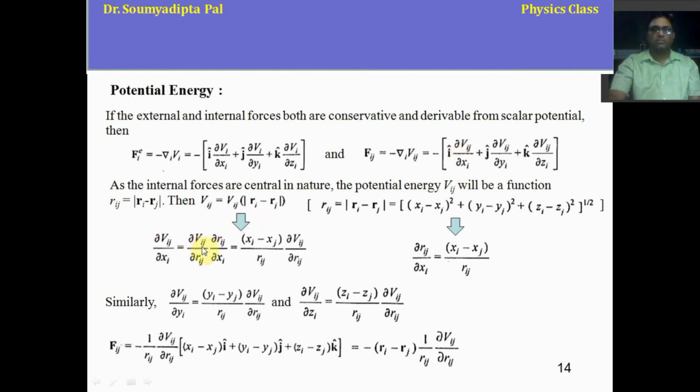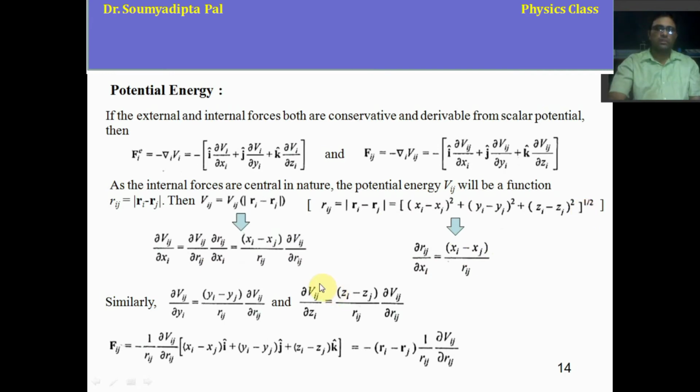So we can write del Vij del Rij and then del Rij del Xi, because this Rij is a function of Xi, and similarly of Xj, Yi, Yj, like that. Now if we take the derivative of this Rij with respect to Xi, we will get this one. This is very easy, a simple derivative. We are using partial derivative because there is Xj and other terms.